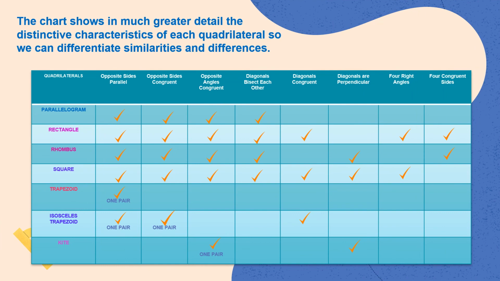The chart shows in much greater detail the distinctive characteristic of each quadrilateral so we can differentiate similarities and differences.